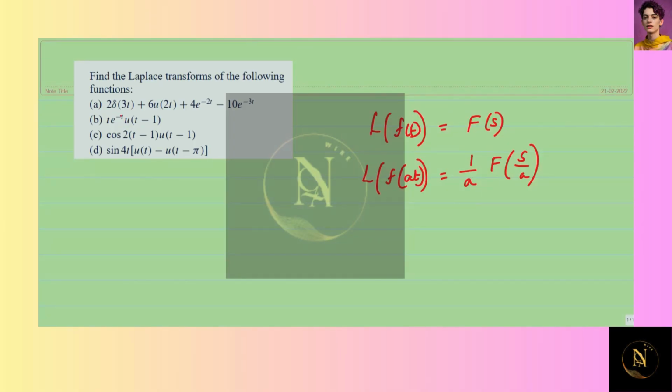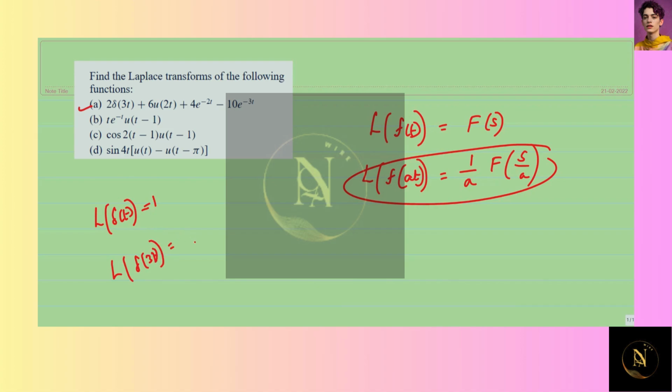So let's find the Laplace transform of the first part A. Remember, Laplace transform of delta of t is 1. And if you use the scaling property, Laplace transform of delta of 3t will be 1 by 3 into 1, anyway it will be 1. And 2 is there outside. So Laplace transform of 2 times delta of 3t is equal to 2 by 3.